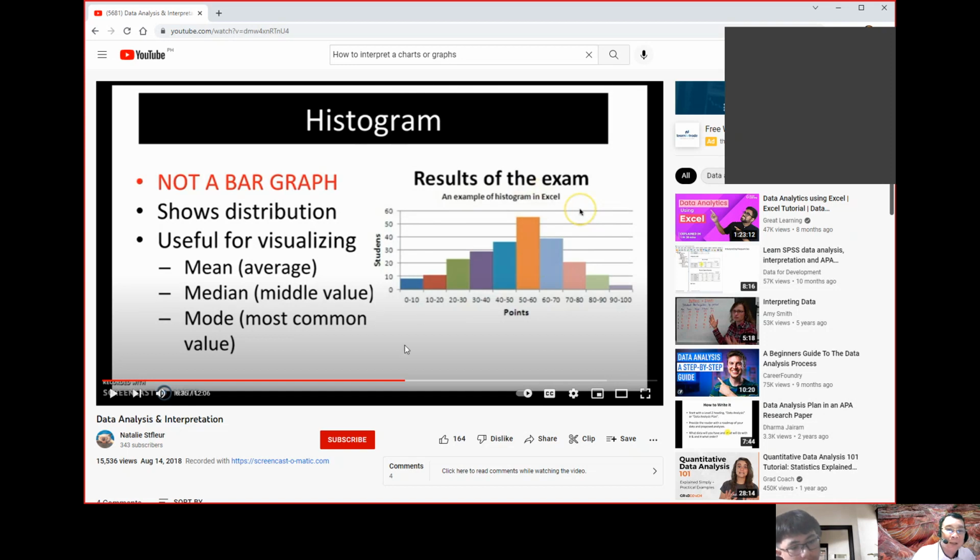Okay, so let's continue, Koi. The bar, and also the range. So our scores go somewhere from 0 to 100.